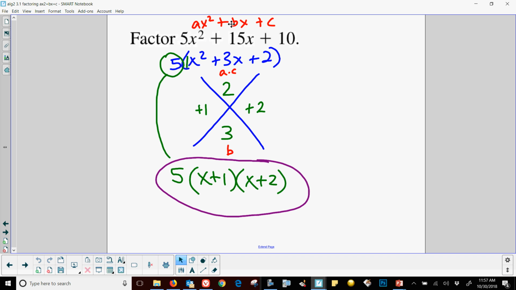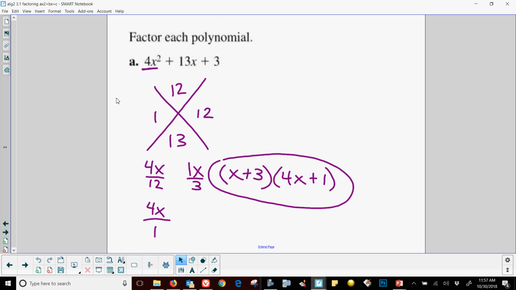A times c, because here's ax² plus bx plus c. When we take out a 5, we have a new a, b, and c. So a times c on top, b on bottom. These two numbers have to multiply to the top and add or subtract to the bottom. If my a value is 1, throw the x's in front. Don't forget this 5 down here. Again, some of this was in the factor and FOIL video from before.